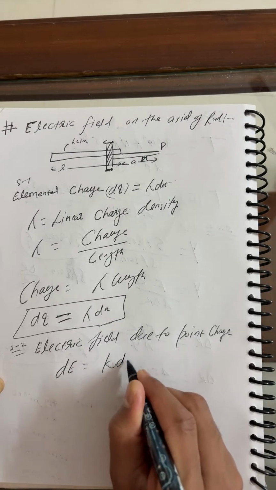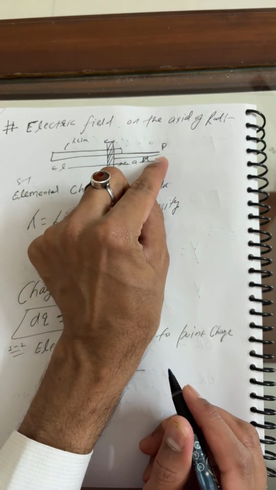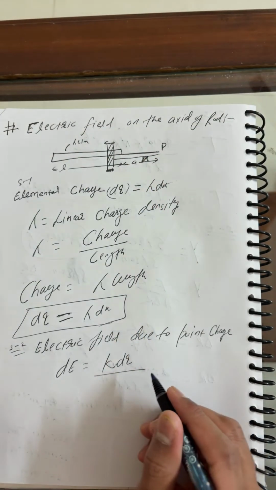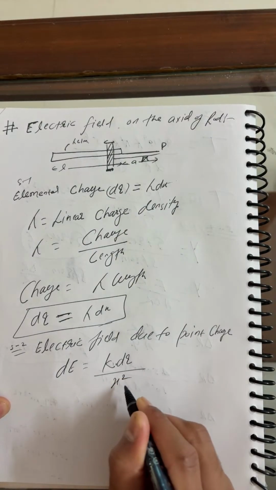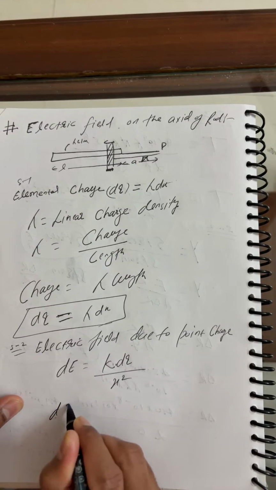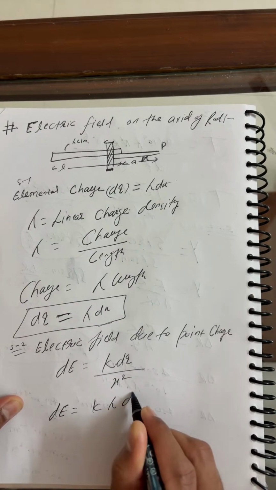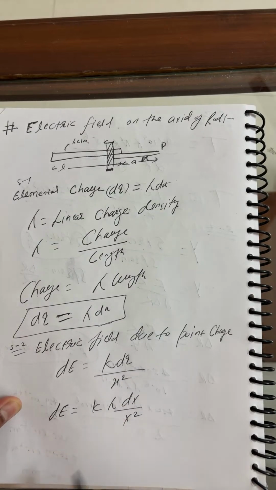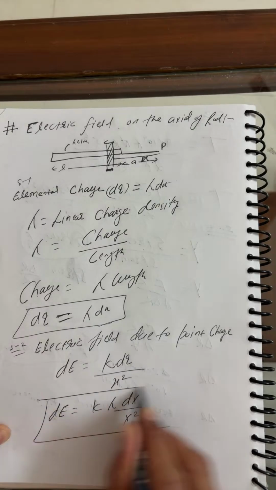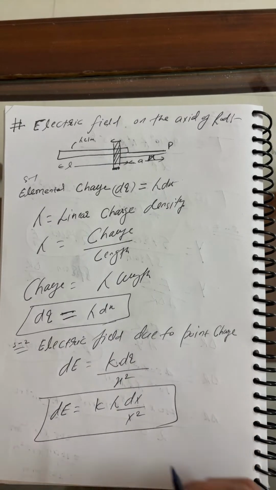So you can see this is K dQ by R square. R is the distance from point P to the element, so this is x square. dQ is already found. So you can write dE vector is K into lambda into dx upon x square. Students, this expression is only for the element. But we wish to find the electric field at point P due to the entire rod.